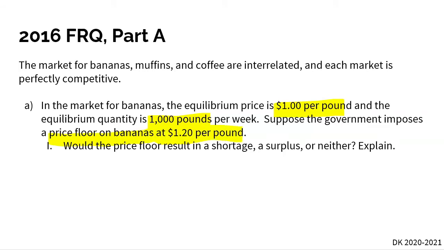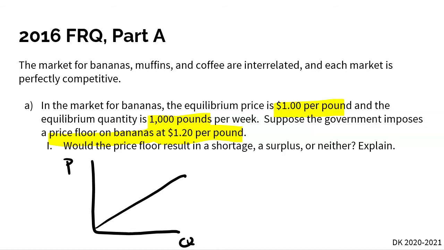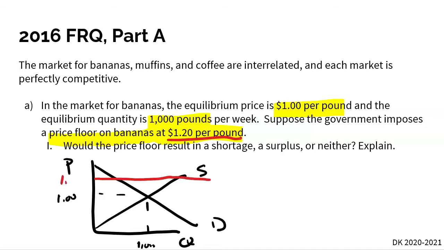Well, here, let's draw this out. Here we have the price, we have the quantity. We have our upward sloping supply and our downward sloping demand. Here, we know that the equilibrium quantity is 1,000 and we know the equilibrium price is $1. Even if you didn't know what a price floor was, what's important here is that $1.20 per pound. So let's say they start to sell it at $1.20. So they start to sell it up here, which is going to be our price floor.